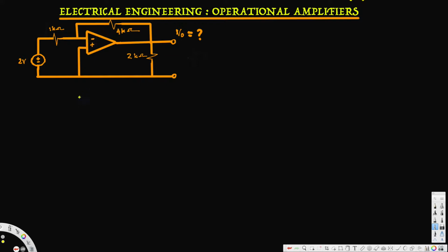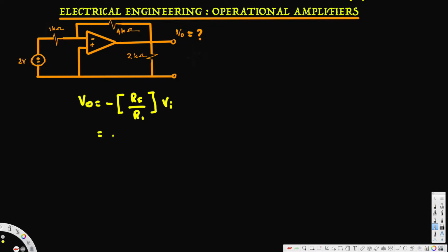So the equation for the V output voltage is going to be negative feedback resistance, that is this one, RF, over the input resistance we can call R1 or Ri, times the input voltage, that is Vi.